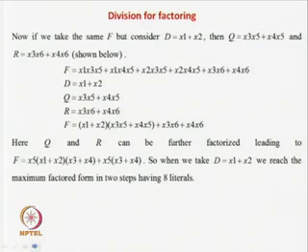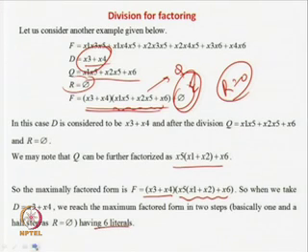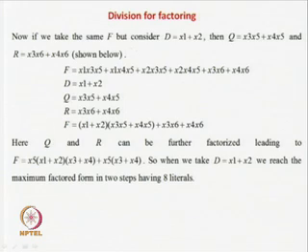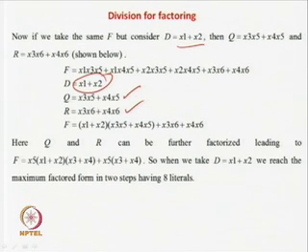Now, this one was 6 literals. Now if you take the same F, but consider x1 plus x2 as a divisor, you will find that this is the quotient and this is the remainder. So x1 plus x2 is not a factor, but in the earlier case x3 plus x4 was a factor. If you represent F, you get something like this. In this case both R and Q can be further factorized, and finally you will get this as the solution.